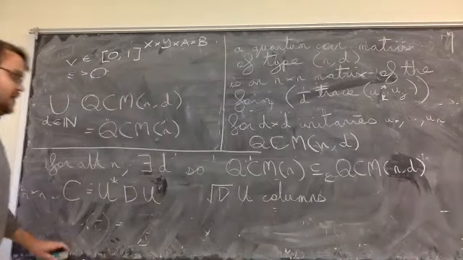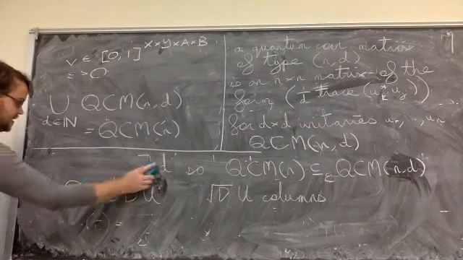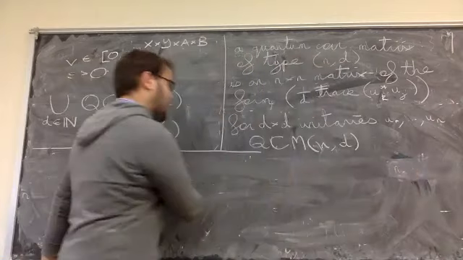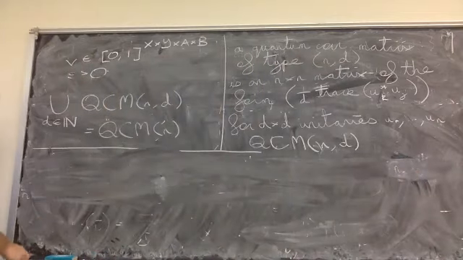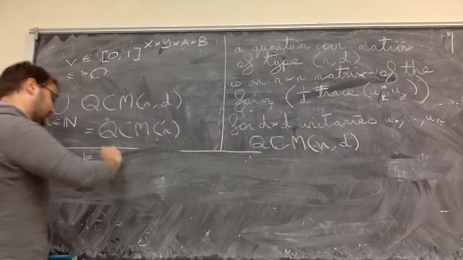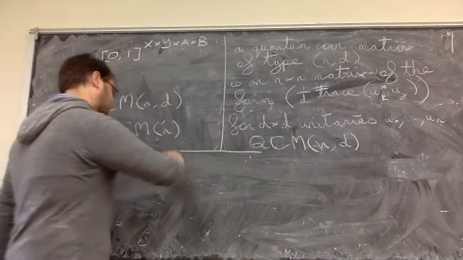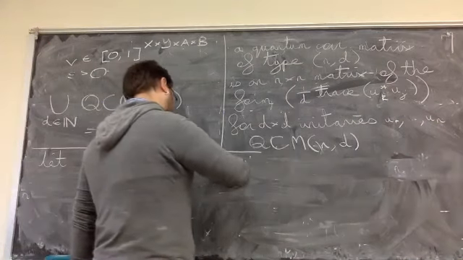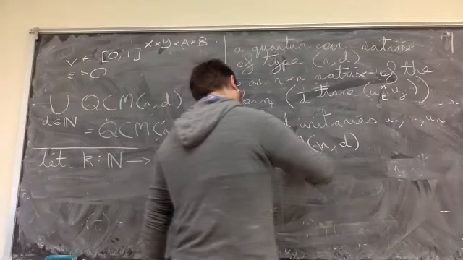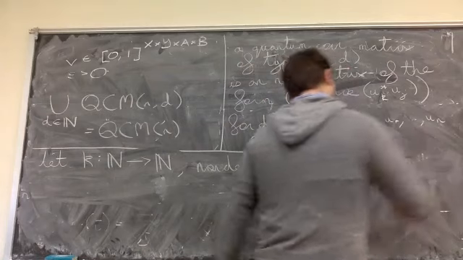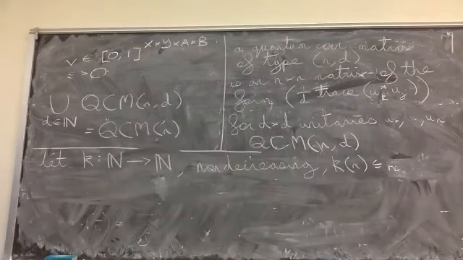And so in the last few minutes here, I want to talk about our result, which kind of interpolates the gap between these things. So we're going to say, let K be a function from natural numbers to natural numbers. So we can say it's non-decreasing, and K of n is less than or equal to n. So then we can do the following.